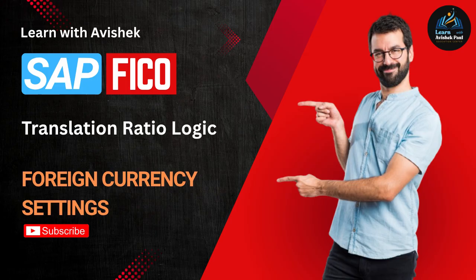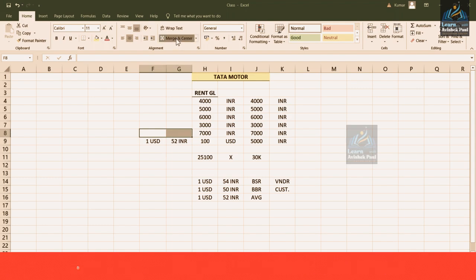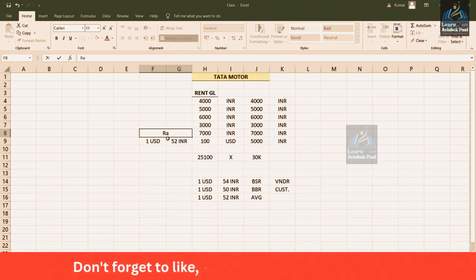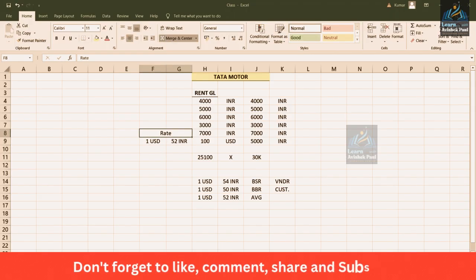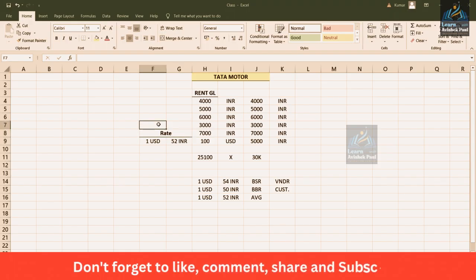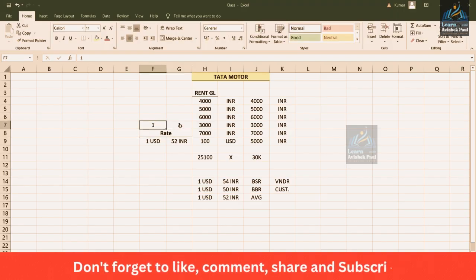We are going to specify the rate. I said 1 USD equals 52 INR. So this is the rate which we have specified. This is the currency rate, right, that I have specified in the exchange rate table. But I'll tell you guys now, before that, I have specified here a 1:1 translation ratio, right?